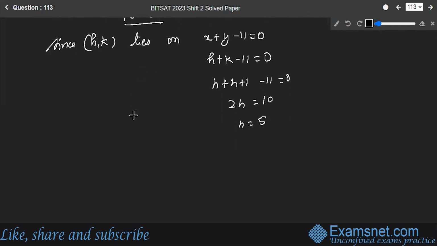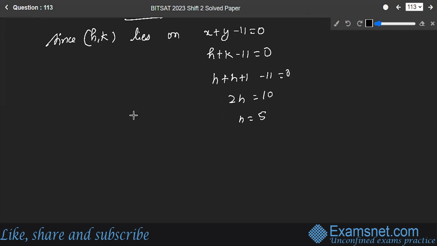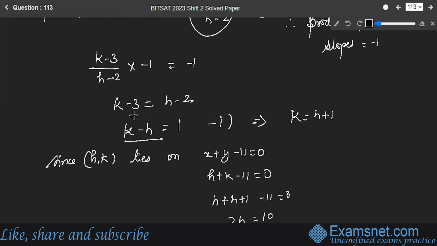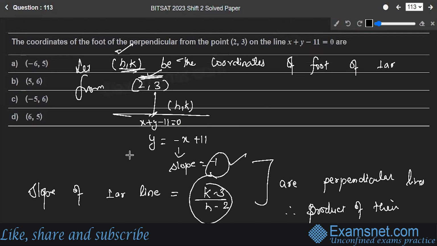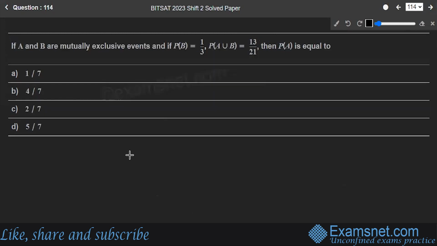If H is equal to 5, K was equal to H plus 1, that makes it 6. So the point H comma K becomes 5 comma 6. That makes option B the right answer. Hope you got that. Next is question 114.